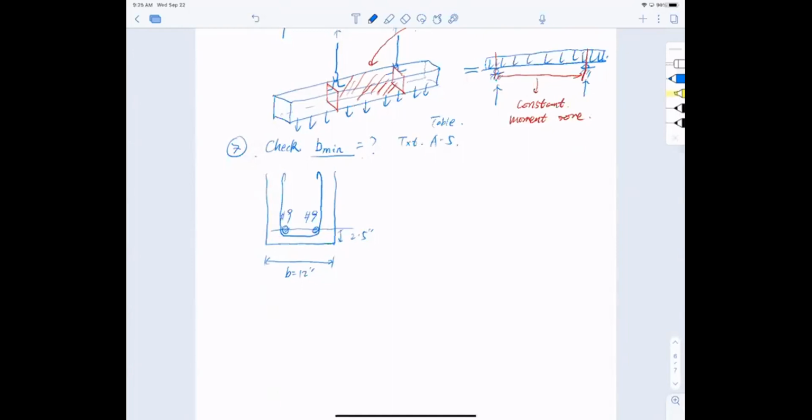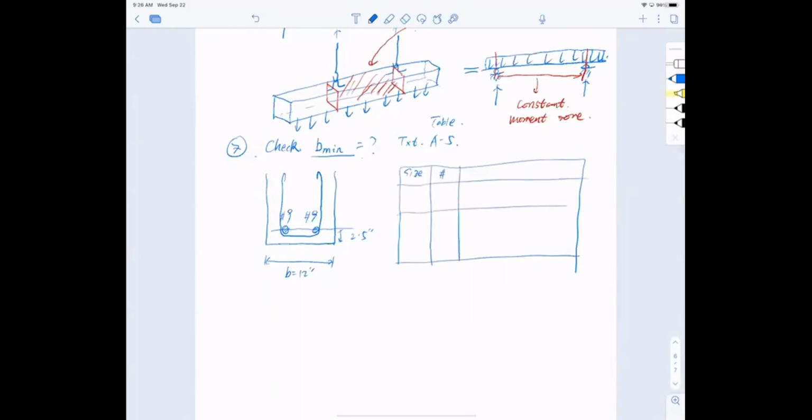All right, thank you. And then with table A5, if you look at it, you have the number of bars and the size of the bars, I believe, and the number of bars, right? And then you can correlate to the beam.